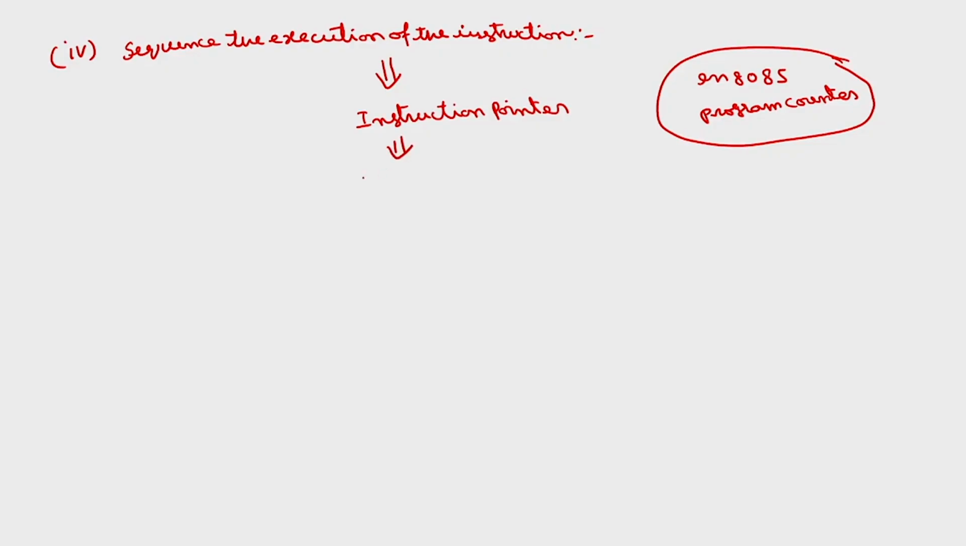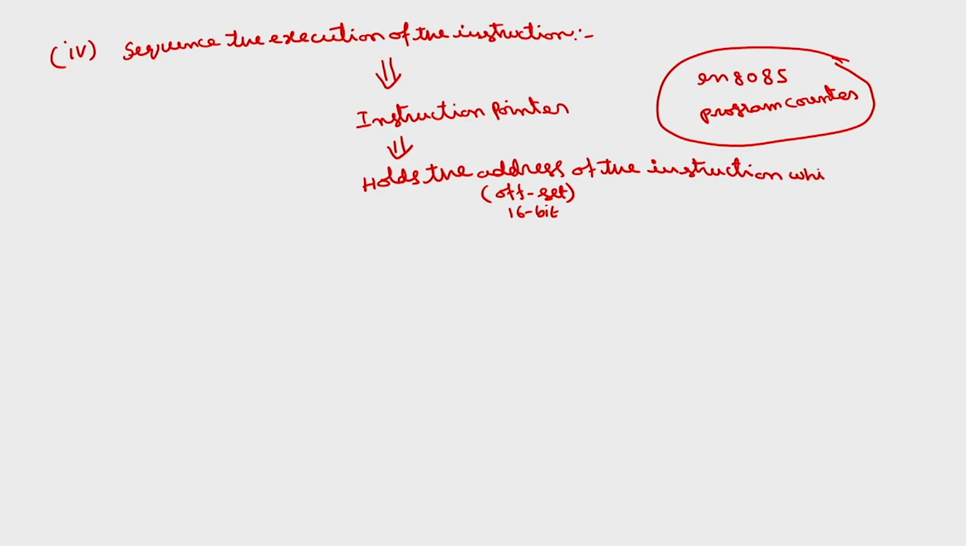The instruction pointer holds the address of the instruction. This address is actually the effective address, or you can call it the offset address, which is 16 bit, not 20 bit, because the register is 16 bit in length. So, it holds the address of the instruction which is to be executed next.